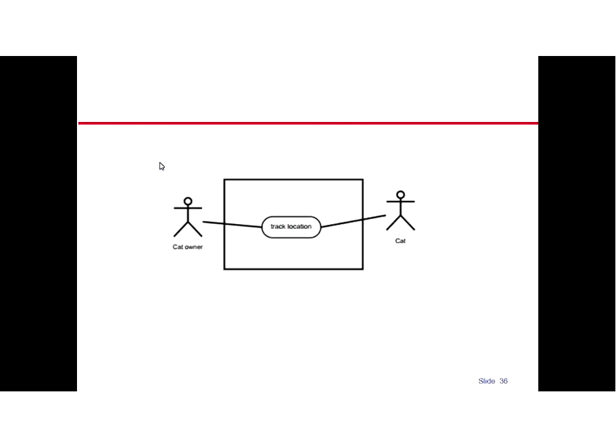So I've moved on my own. There are two actors, cat owner and cat. The use case is track location. Because you want to track the location of your cat, track location is the use case. And this is the system boundary.